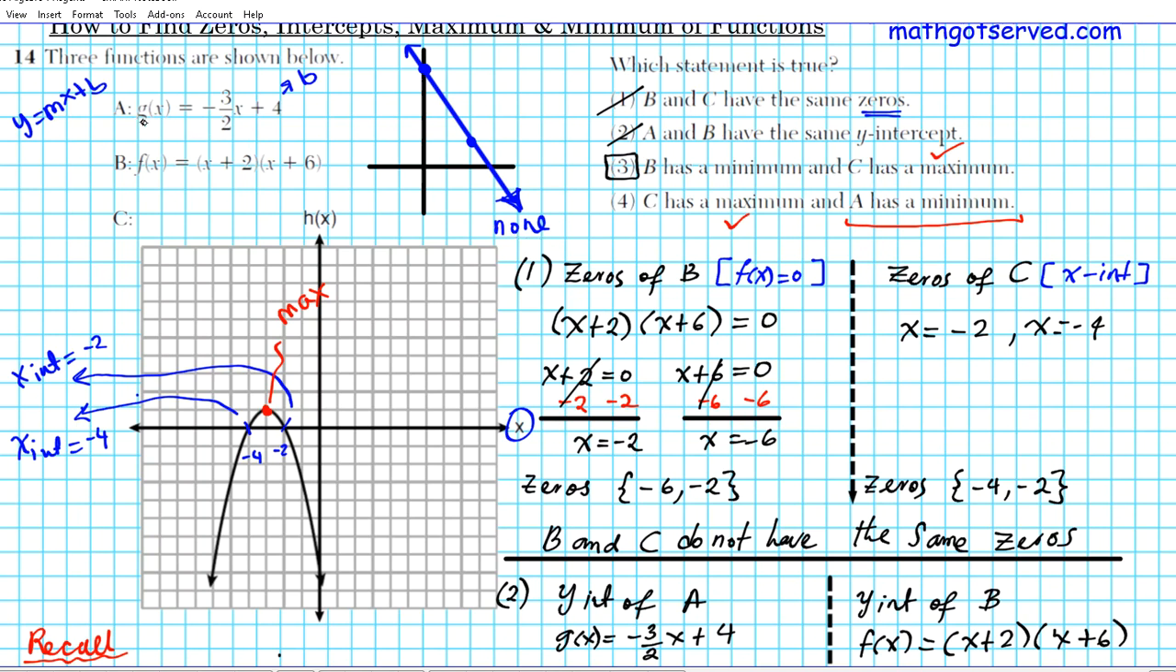So option A, function A, has no minimum. So even though this statement, C has a maximum, is true, this statement, A has a minimum, is false. So true and false is false. You can have part of a statement be true and the other part be false, and the combined truth value of the statement is false. So the answer to option 4 is false, because part of it is false, so it makes the whole thing false. And we can clearly see that the answer to question number 14 is option number 3.